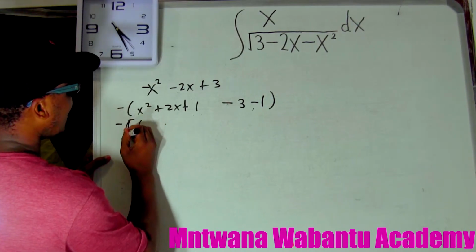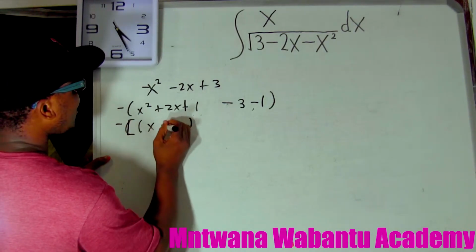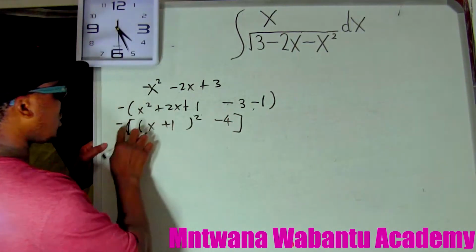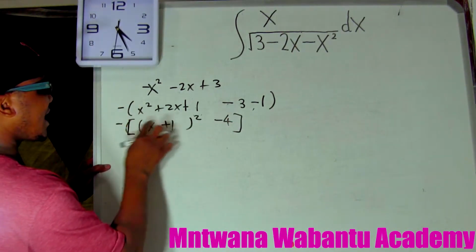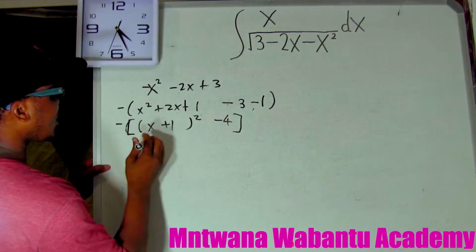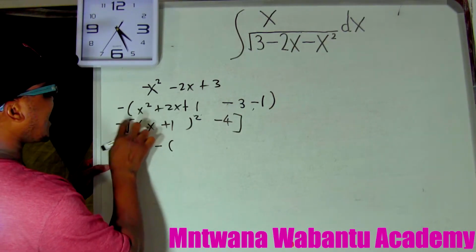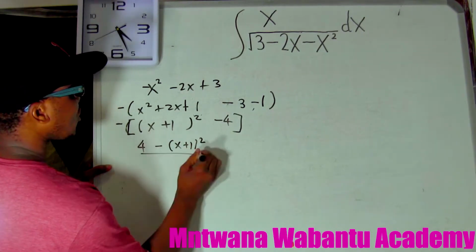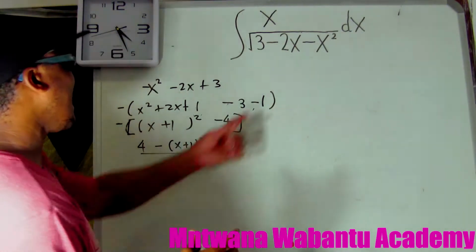So we know here, this becomes x plus 1 squared. All this expression here, this negative 4. So we can put it in: this becomes negative and this becomes positive. So it is positive 4 minus x plus 1 squared. So you have already completed the square for this expression.